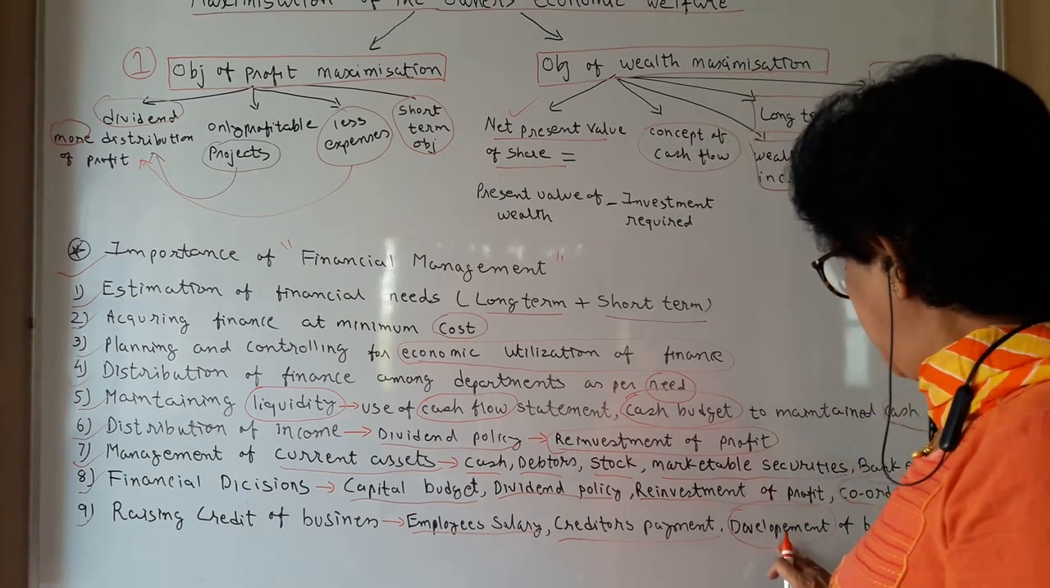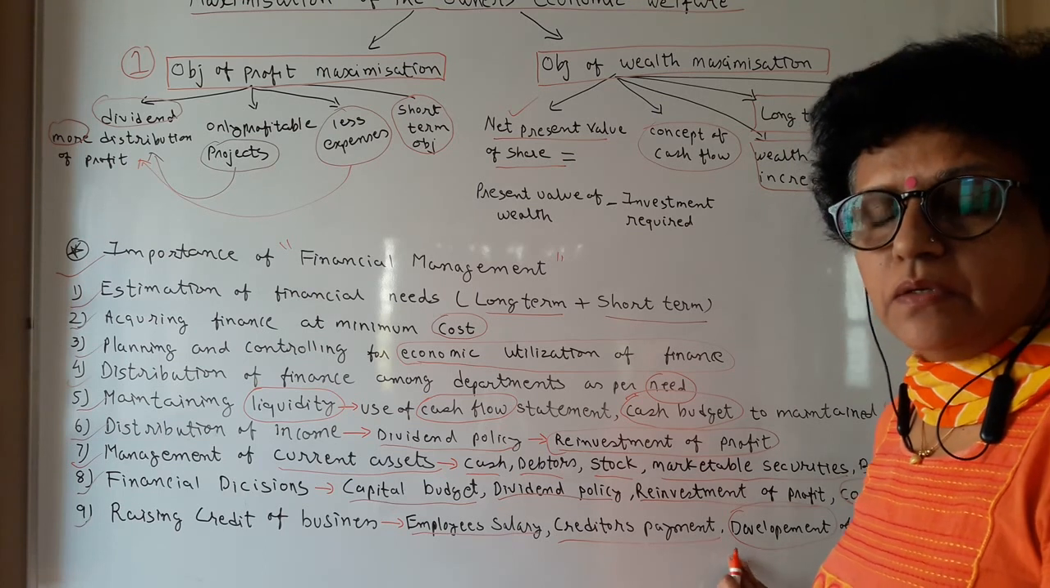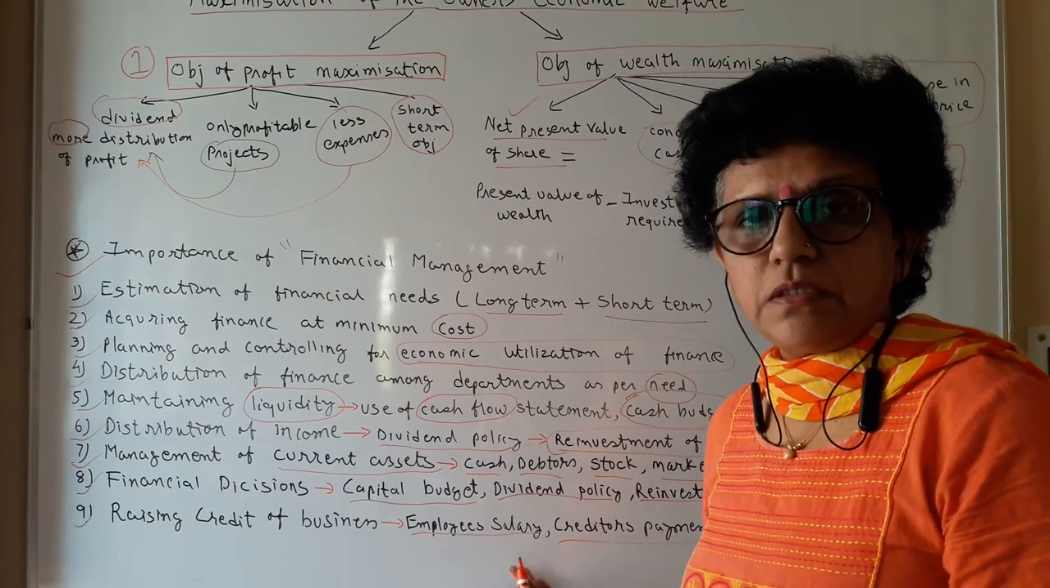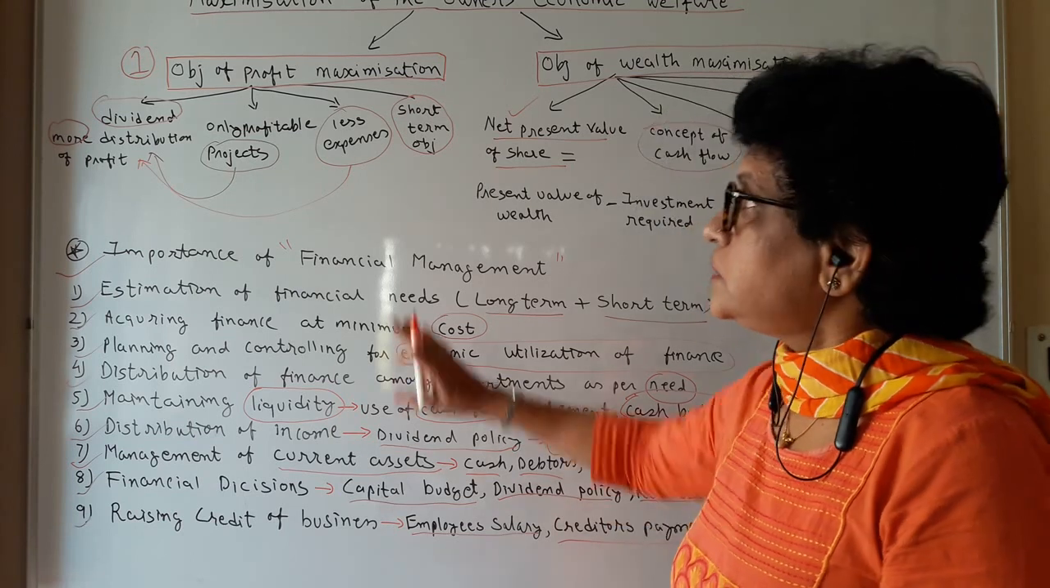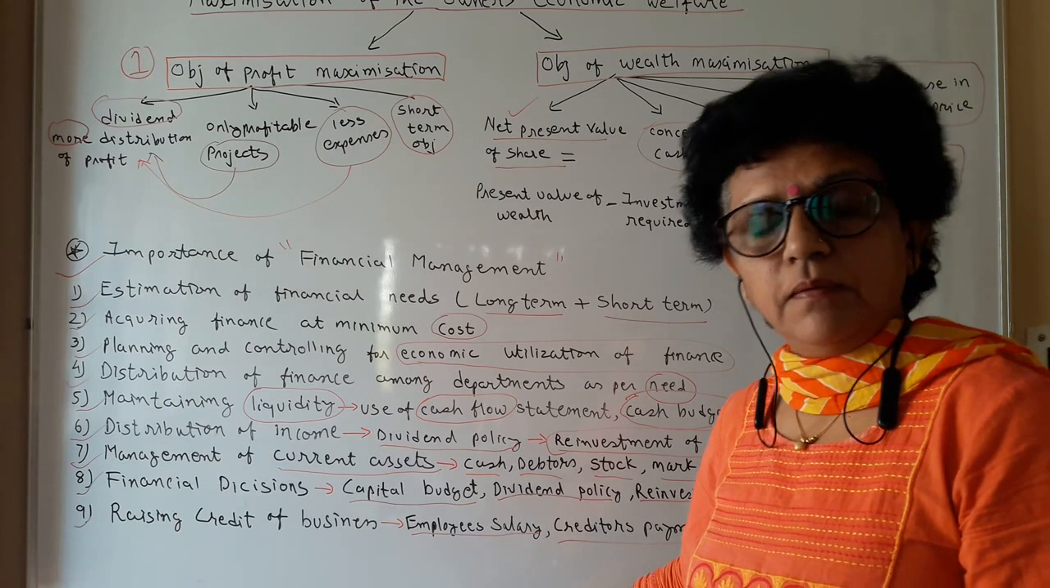And the last, development of business is to be done. The development is possible when you have sufficient cash on hand, when you have sufficient funds for the business. This is the manner in which you can understand the objectives of financial management.